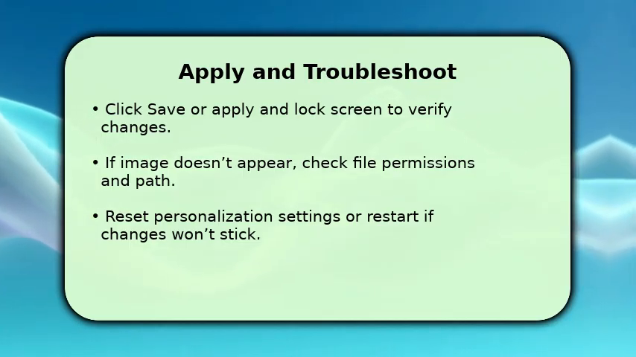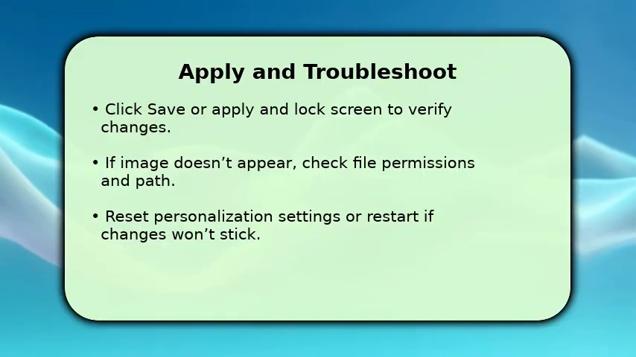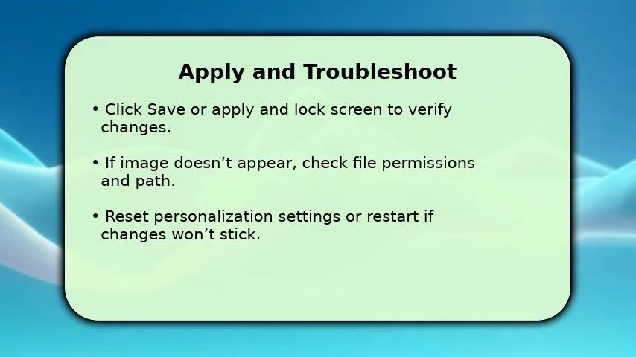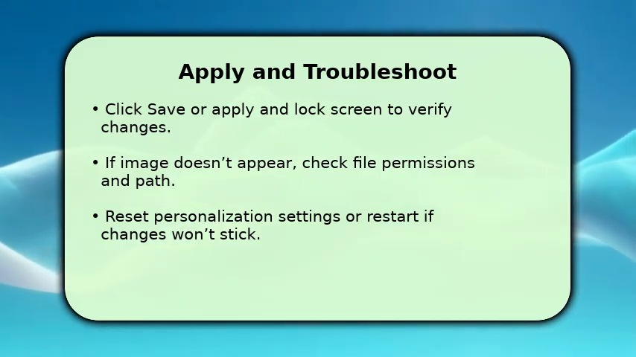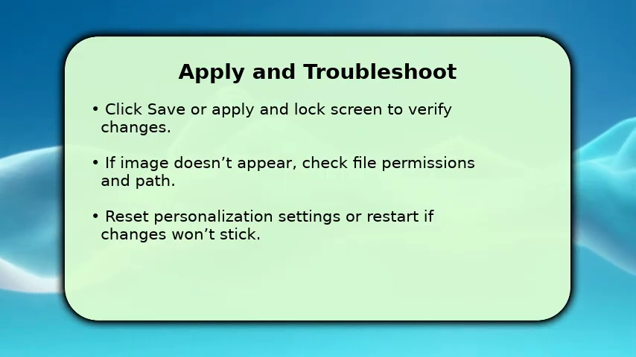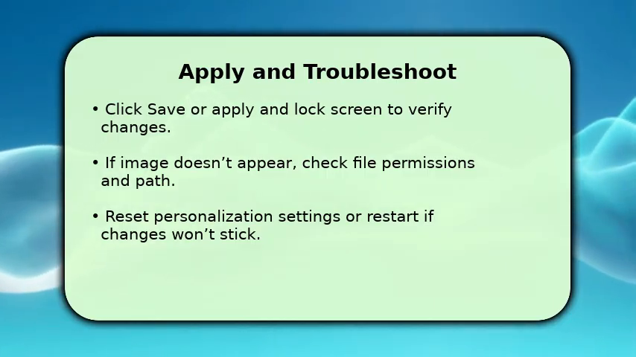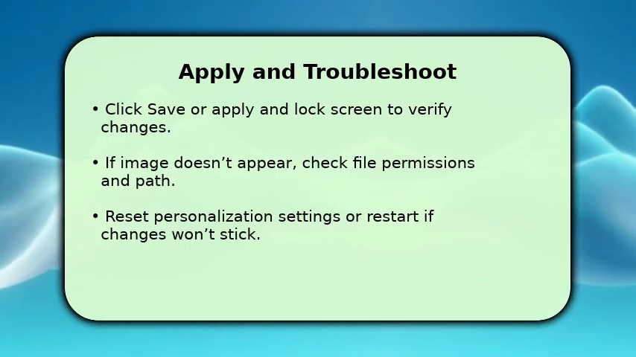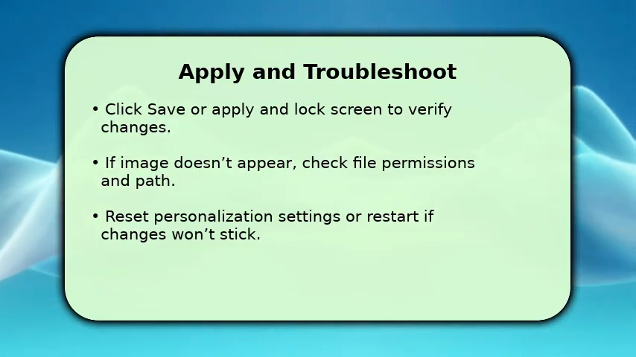If the lock screen still shows the old image, make sure the selected file's permissions allow your account to read it and confirm the path isn't on an offline network drive. As a quick fix, sign out and sign back in or restart Windows. If problems persist, reset personalization settings or remove, then re-add the image folder to force Windows to refresh its cache.